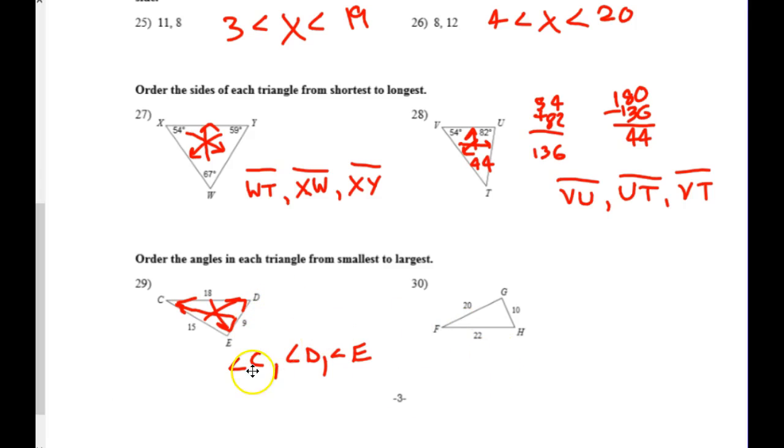Okay. Number 30, let's see here. 10 is across from angle F. 20 is across from angle H. 22 is across from angle G. Okay, so you've got your angles in order from smallest to largest. And always read your question carefully. What if it asked you from largest to smallest? You don't want to get that wrong because you didn't read your problem. So please be careful.